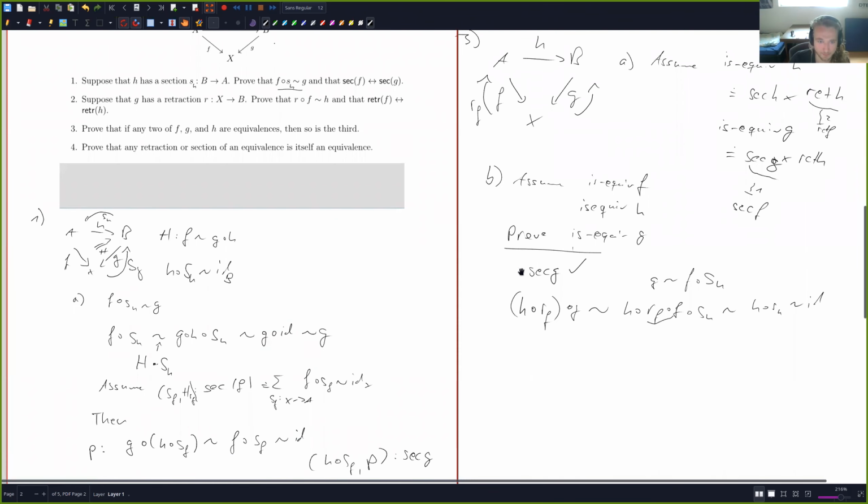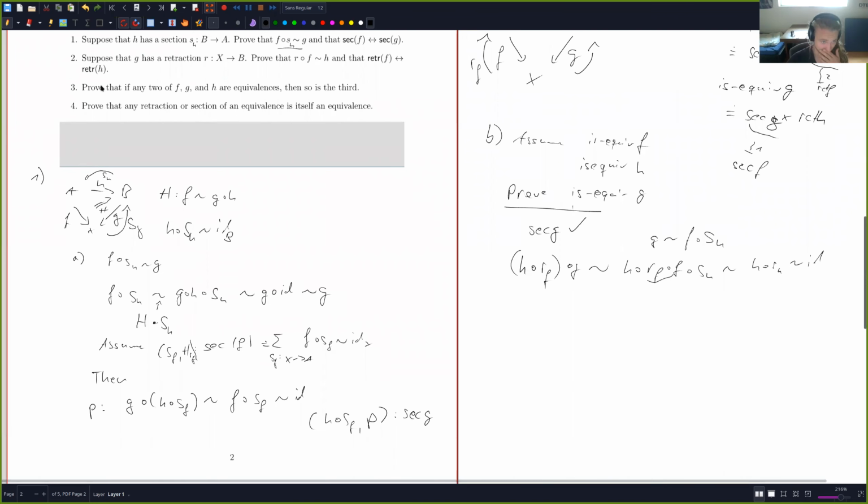Okay. I think the third is pretty similar. If F and G are an equivalence, then so is H. But if you have questions, by any means, ask them. Otherwise, I'm skipping to the fourth part. Prove that any retraction or section of an equivalence is itself an equivalence.